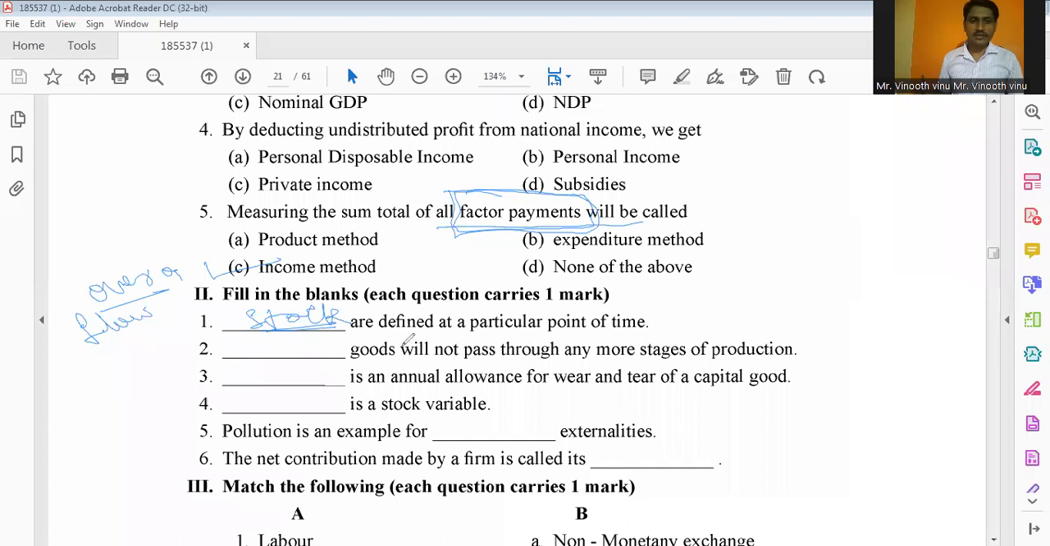Next, dash goods will not pass through any more stages of production. Final goods. Next, dash is an annual allowance for wear and tear of capital goods. That is depreciation. Okay, dash is a stock variable. Inventory.